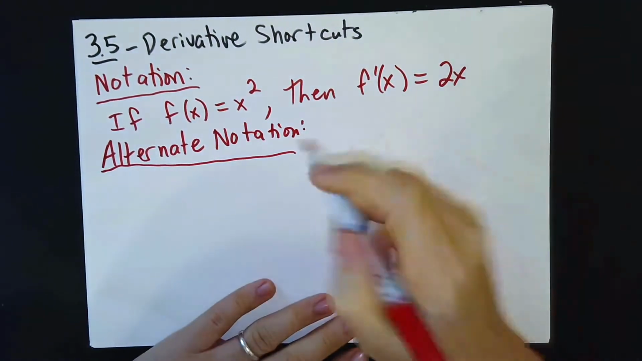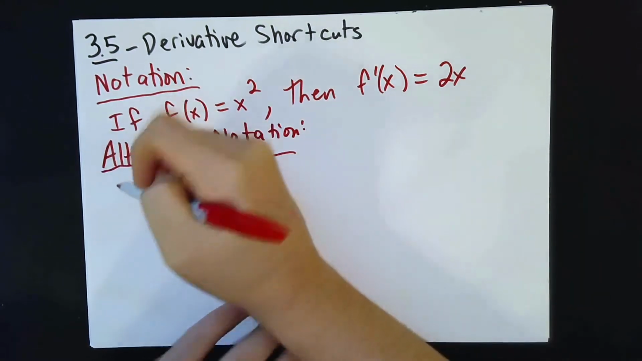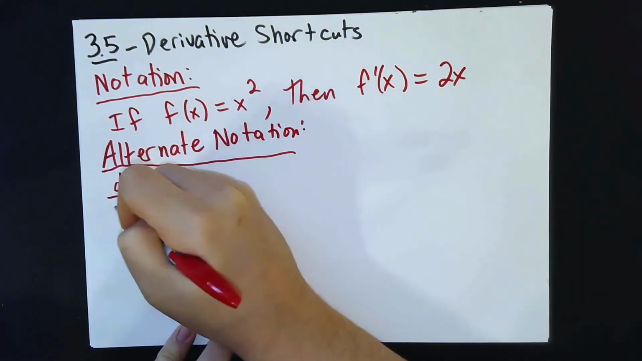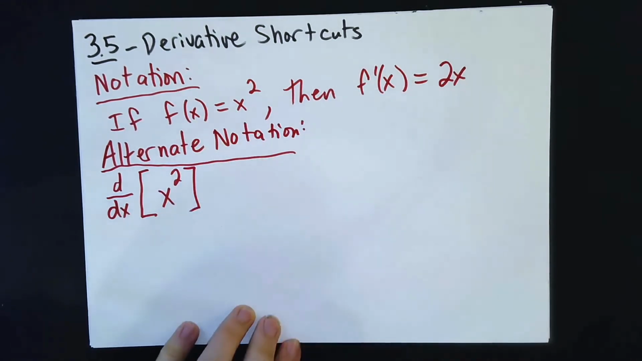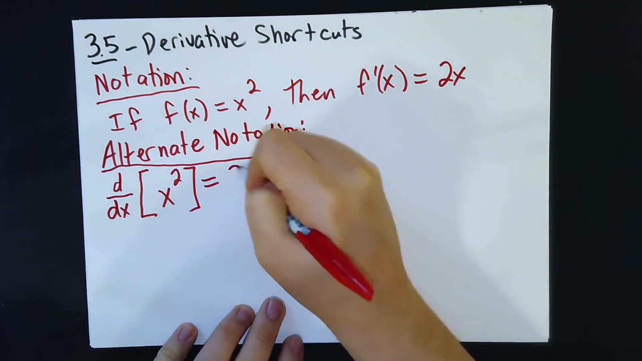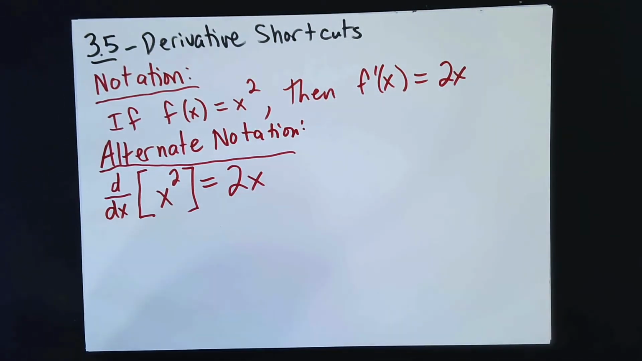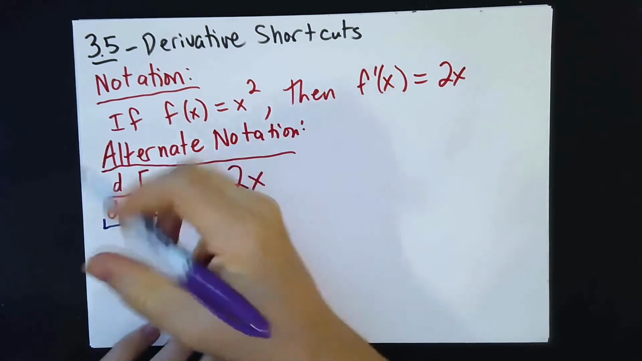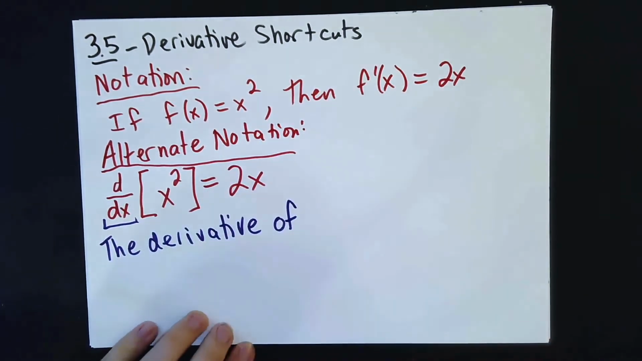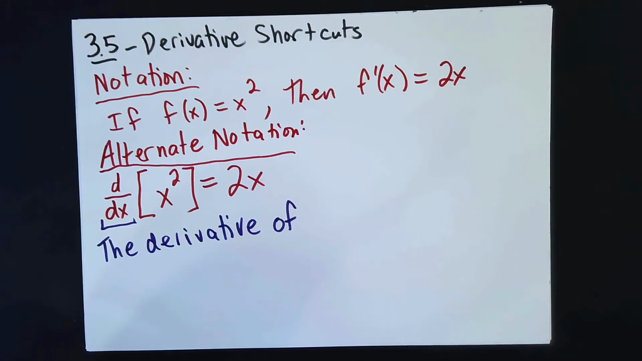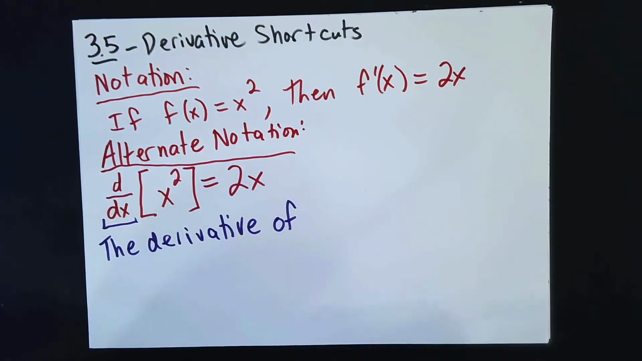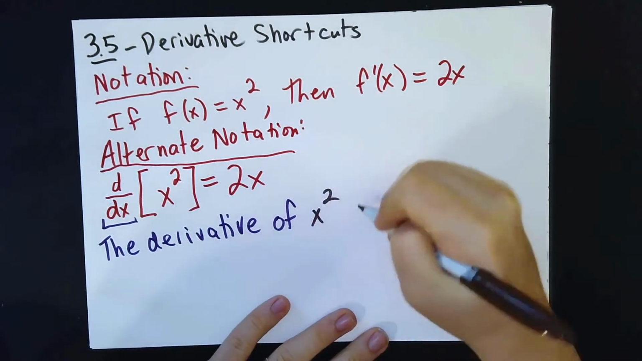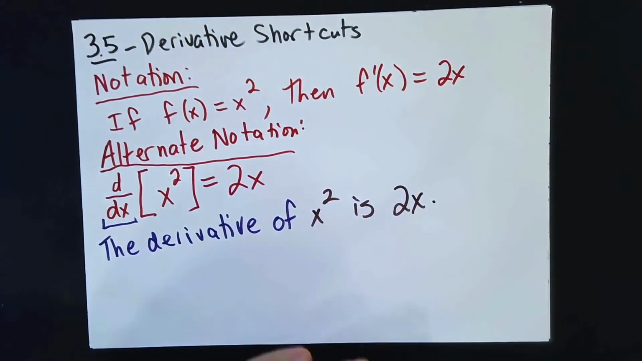And in this alternate notation, we don't bother giving the function a name. We just write this symbol at the front, the function we're taking the derivative of written out, and then what that derivative is. And so if you were to read this, this symbol should be read as the derivative of. And so every equation is a sentence. The sentence that this equation is the derivative of x squared is 2x.